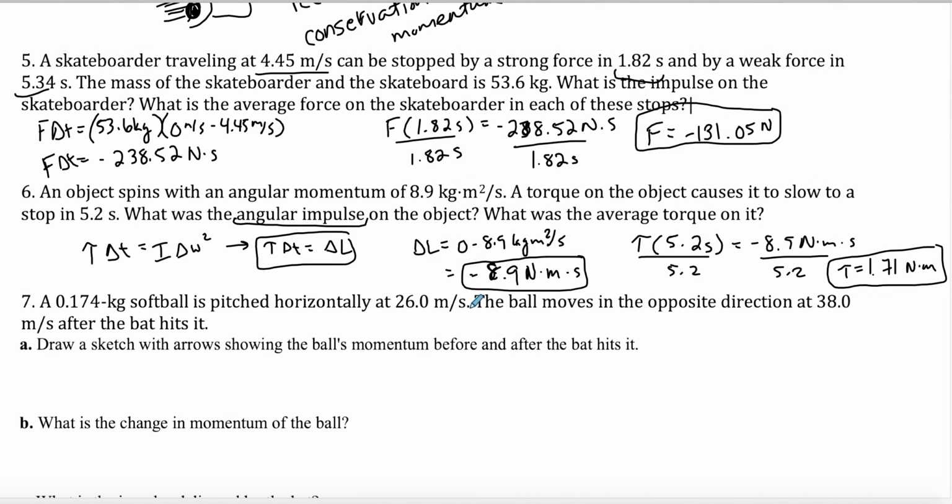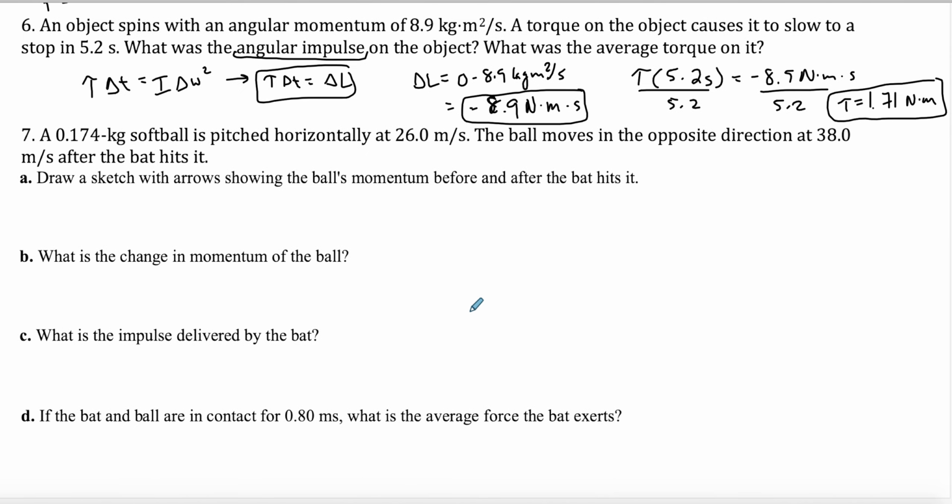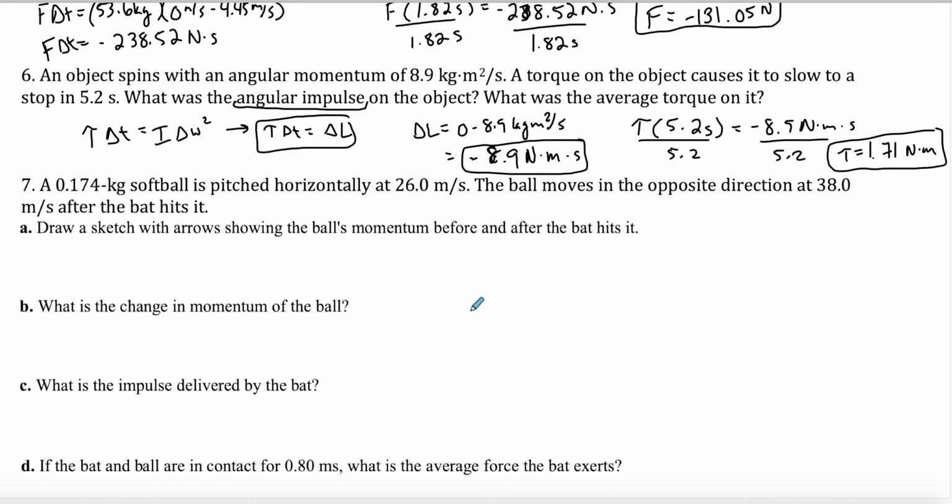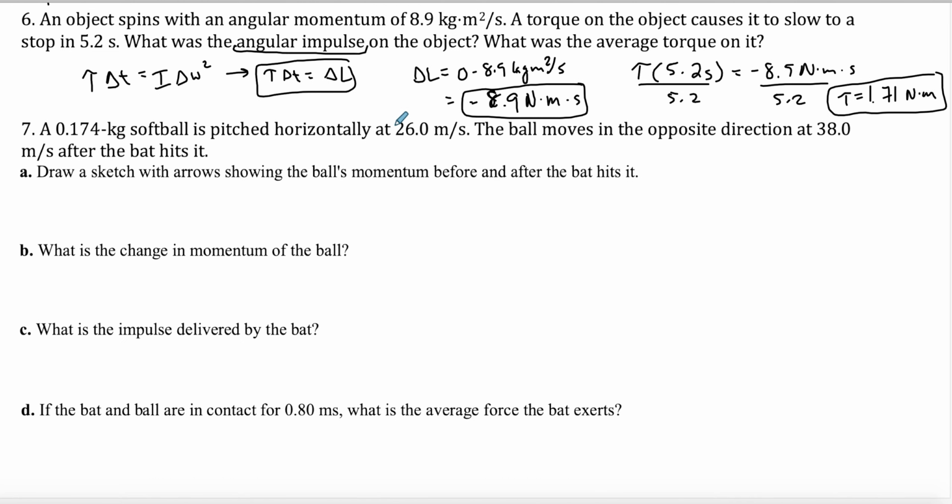Okay. So for number 7, you should be able to work through this, considering I just worked through 5 and 6. This is going to be an impulse problem. So the ball is going from 26 meters per second to 38 meters per second. So that's what you're going to be doing for your change in velocity. If you did change in momentum, that's going to be the mass times change in velocity, which is 38 meters per second as your final velocity minus 26 meters per second as your initial velocity. That would be your change in momentum.